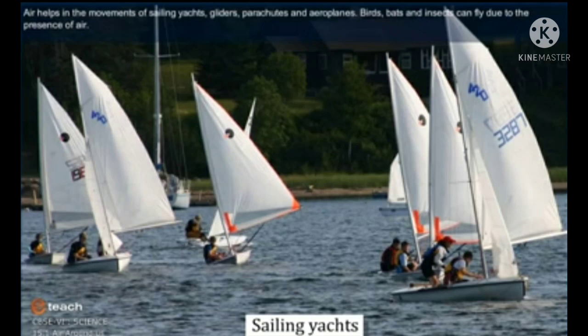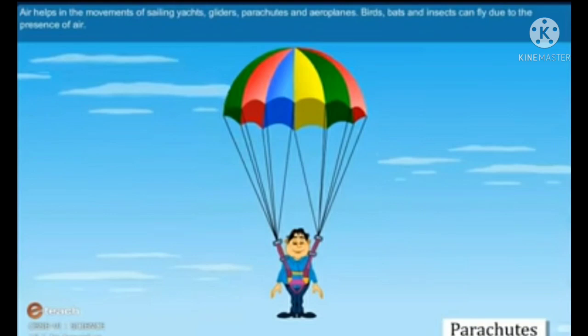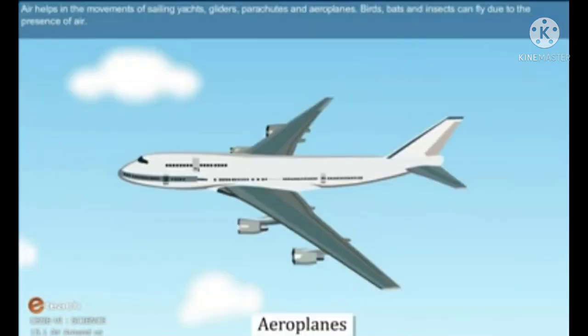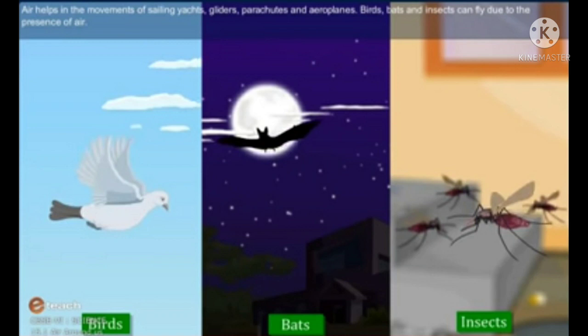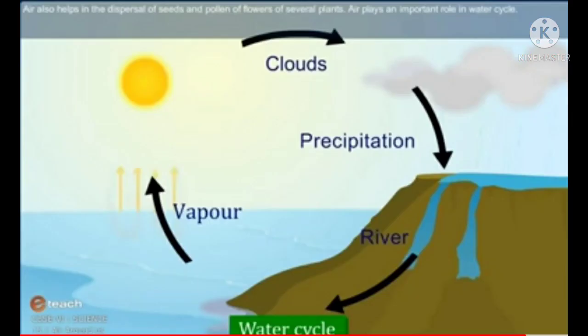Air helps in the movement of sailing yachts, gliders, parachutes, aeroplanes, etc. Birds, bats, insects, etc. can fly due to the presence of air. Air also helps in the dispersal of seeds and pollen of flowers of several plants. Children, you are familiar with the water cycle. Air plays an important role in the water cycle.